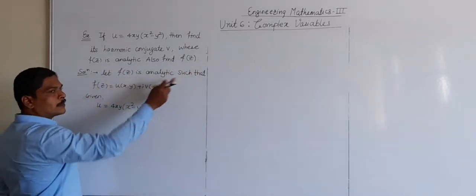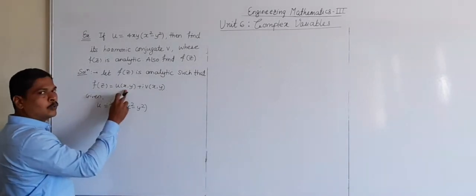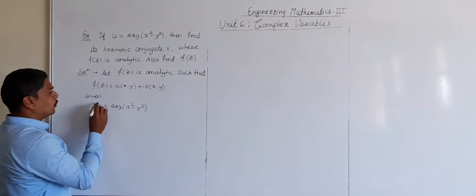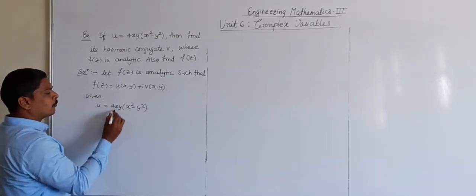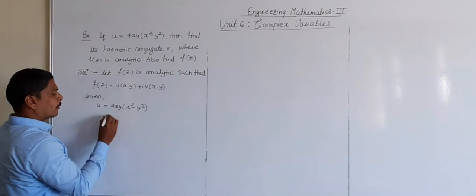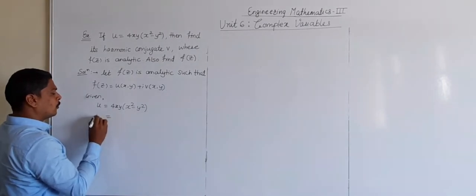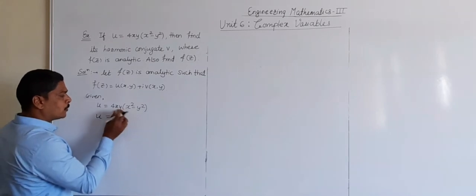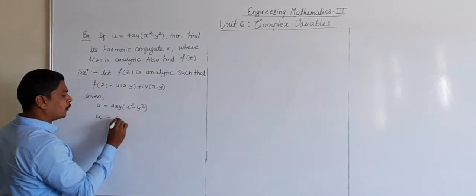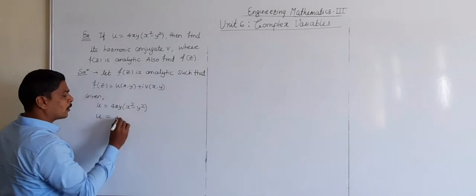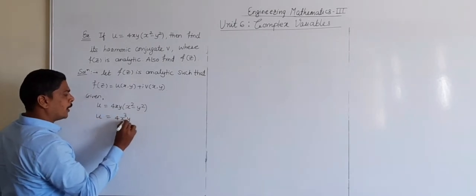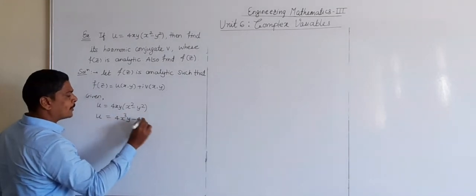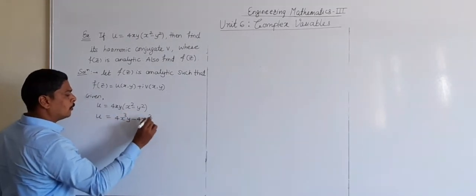So let f of z be analytic such that f of z is equal to u of x y plus i into v of x y. Okay. So then write the given thing: given u is equal to 4xy into bracket x square minus y square. We require the derivative of u with respect to x and y, and for that purpose we are simplifying this. We get 4xy into x square become 4x cube y, then minus 4xy into y square become 4x as it is, y into y square become y cube.